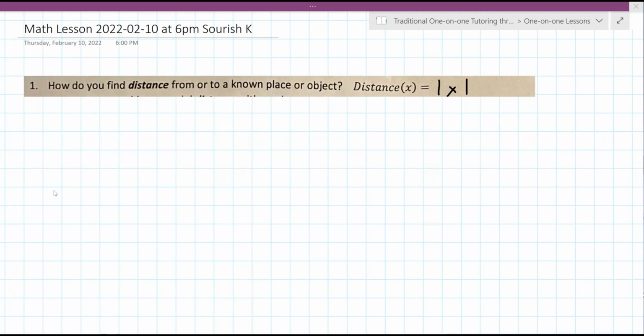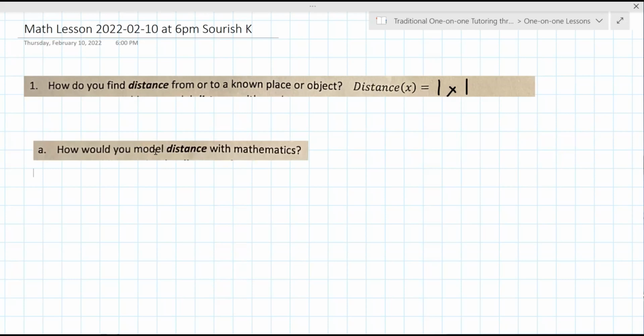Okay. So it says, how would you model distance with mathematics? Okay. So they're trying to get you to determine the definition of the absolute value. The absolute value is this piecewise function. It's x if x is greater than 0, and it's minus x if x is less than 0.